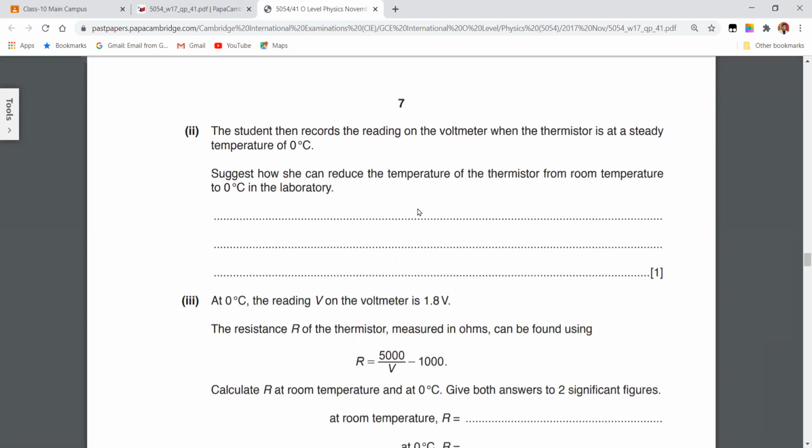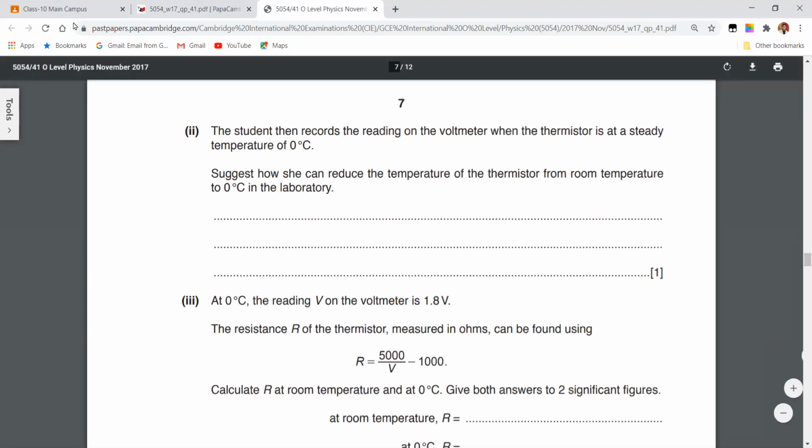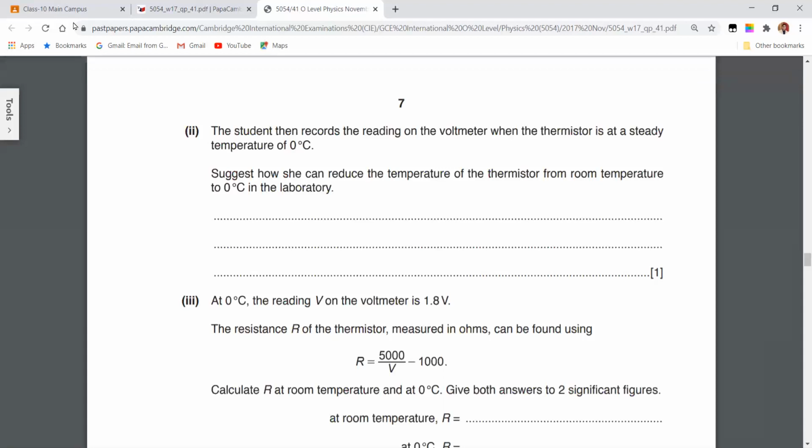Okay. In the laboratory, right? In the freezer. She can keep it in the freezer. Okay, very good. Then continue.